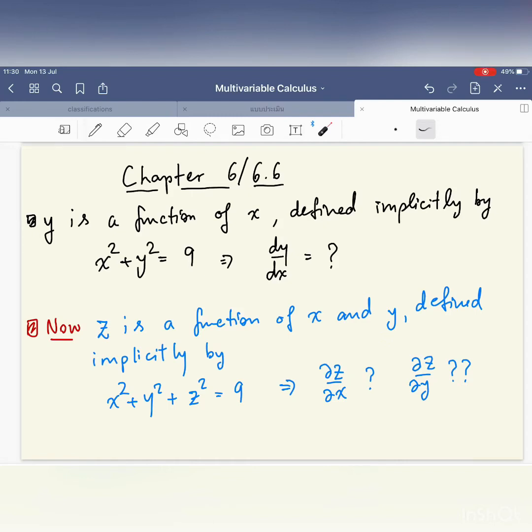Hello everybody, this video clip is still on chapter 6, but it is about section 6.6. In this section we are going to talk about the so-called implicit derivative.